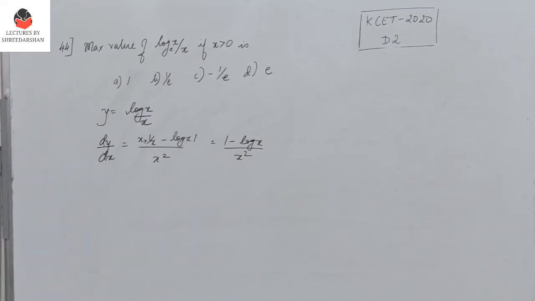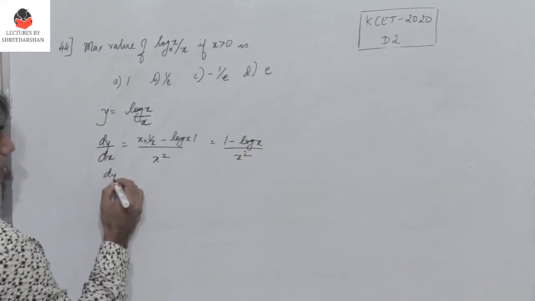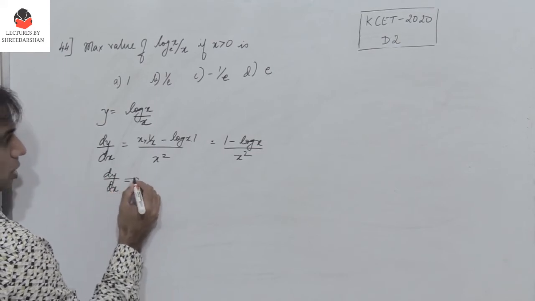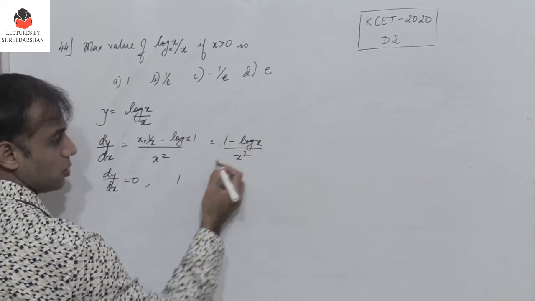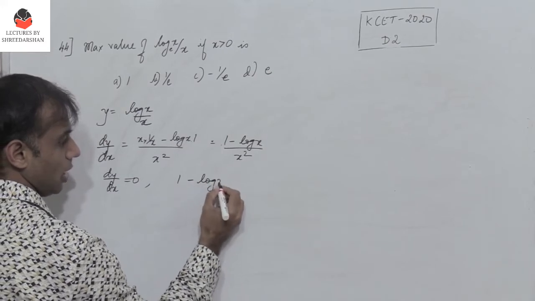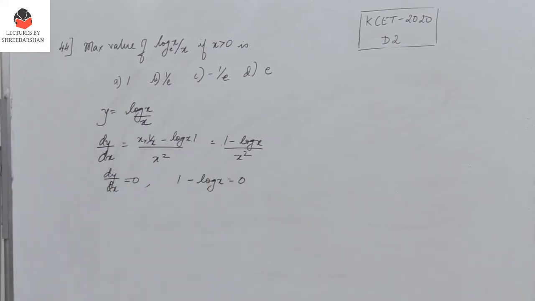Now to find the maximum value, I need to equate this dy by dx to 0. So therefore, the numerator has to be equal to 0. So 1 minus log x has to be equal to 0. Now if 1 minus log x has to be equal to 0, what should be the value of x?